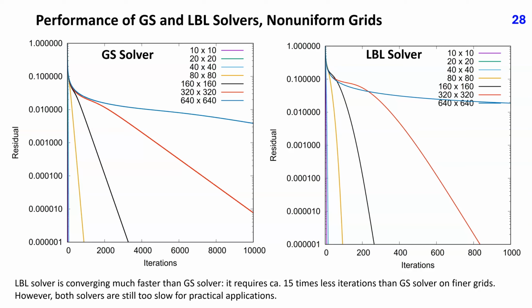Compared to uniform grids, about 6 times more iterations are needed to reach the same convergence criterion. The LBL solver also needs more iterations on non-uniform grids, but the increase is more moderate, about 50%.